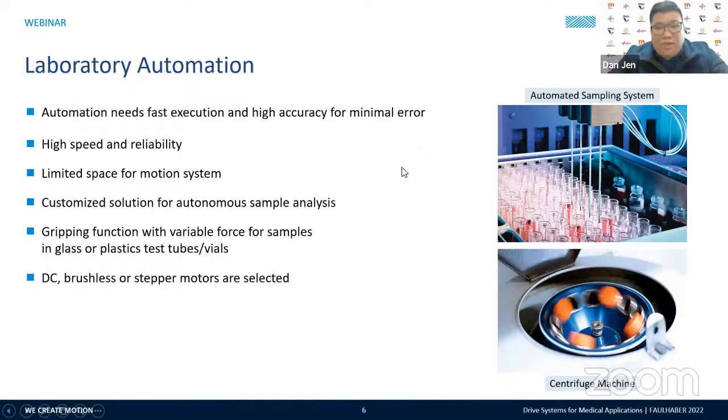Next, I'll go into some of the medical applications that we have. For lab automation, usually lab automations will need fast execution and high accuracy for minimal error. Other than that, they require high speed reliability, and usually they have limited space for the motion system. So for this case, we use DC motors, brushless motors, and stepper motors.